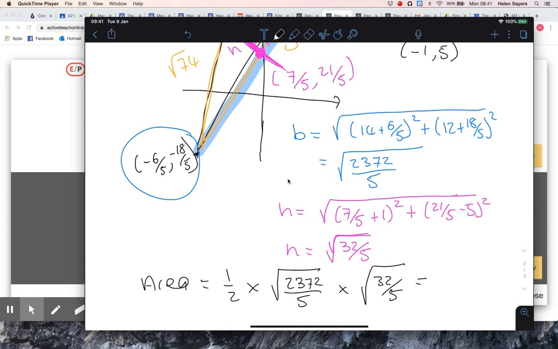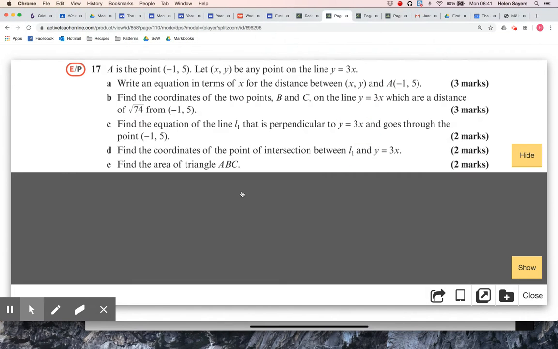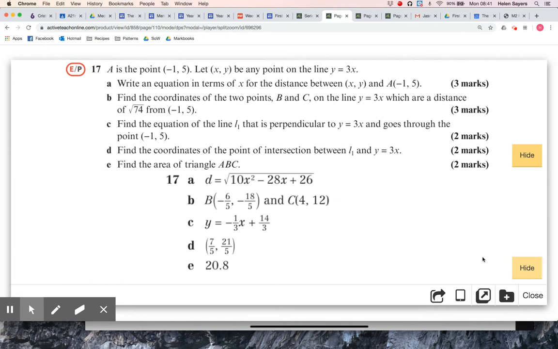So sorry, I'm just putting that in my calculator. It's coming out as a decimal, so I'm just going to change it to a decimal. I don't think I'll read the question again, but I don't think it mentioned the exact form. No, it just said find the area. Oh, I've not got the right area.